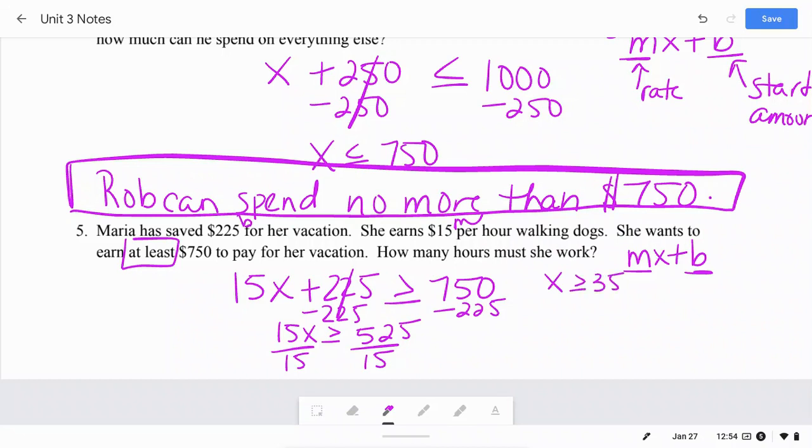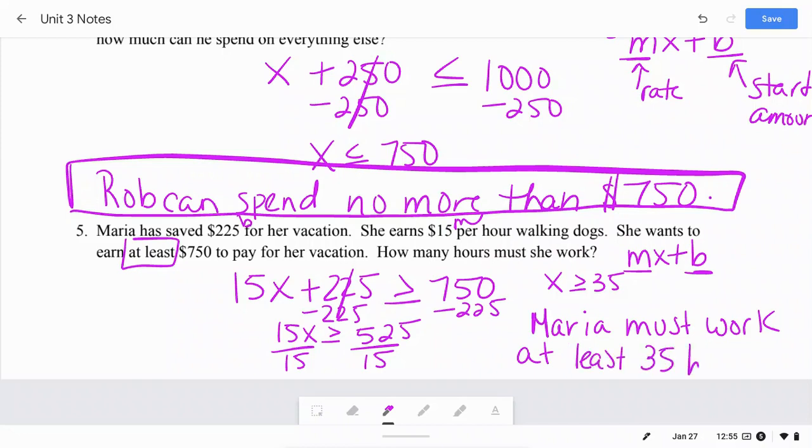So in a sentence, it's asking how many hours must she work? So my sentence would say, Maria must work at least 35 hours. And that would be your final answer.